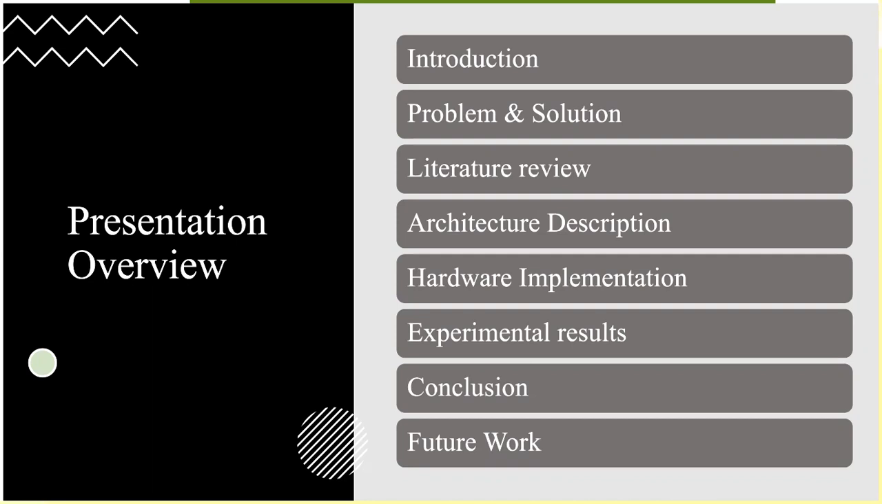Along with that, I will discuss the implementation of the hardware using two custom instructions. The last part will be the experimental results and how I gained the results regarding the hardware, along with the conclusion and future work. So let's start.